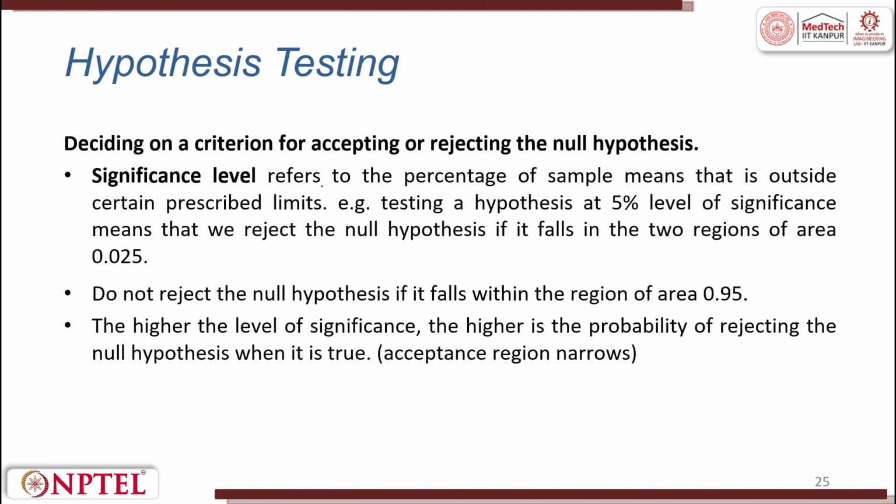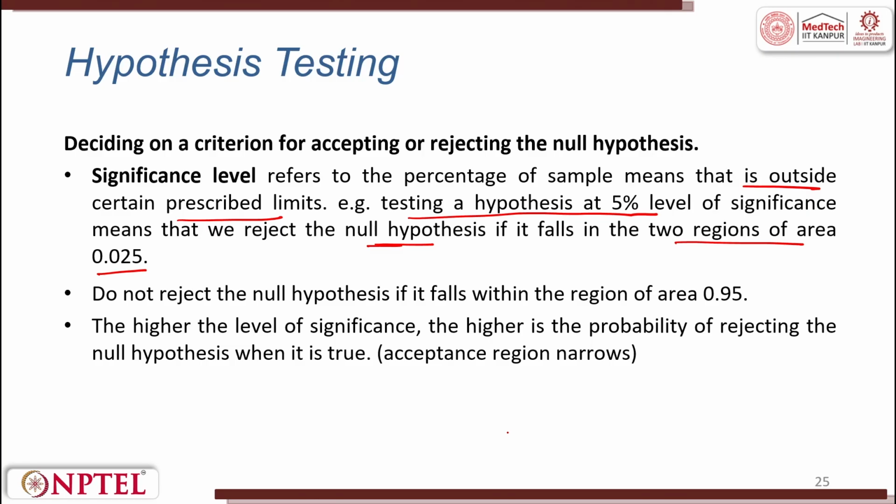Deciding on a criterion for accepting or rejecting the null hypothesis, there is the significance level, which refers to the percentage of sample means that is outside certain prescribed limits. For example, testing a hypothesis at 5% level of significance means we reject the null hypothesis if it falls in two regions of area of 0.025, that is in a two-tailed test.